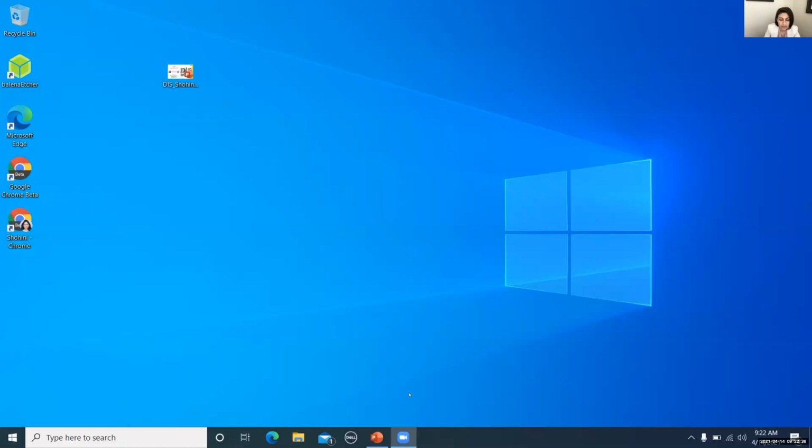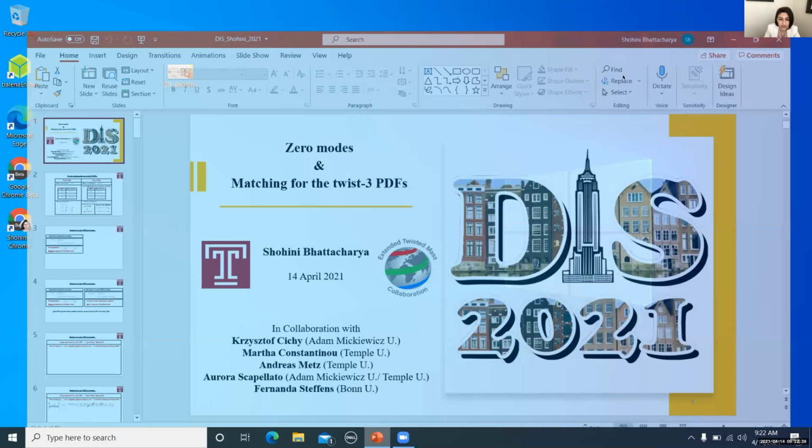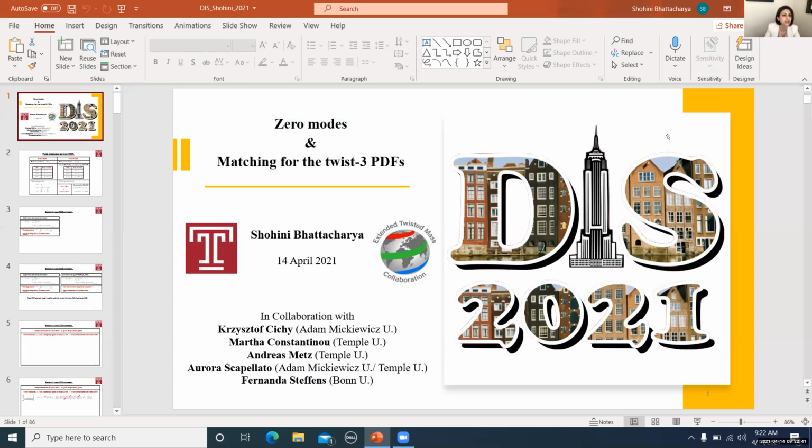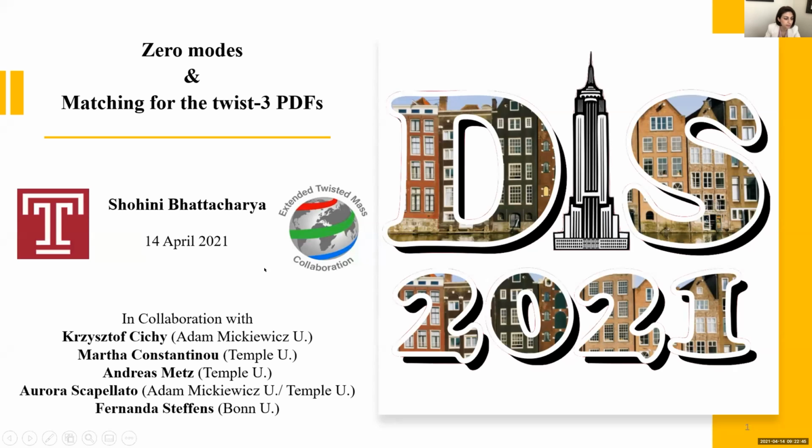We switch gears a bit. We will talk about Twist-3 PDFs. Shohini Bhattacharya is going to talk about the zero modes and the matching for the Twist-3 PDFs. Shohini, you may start.